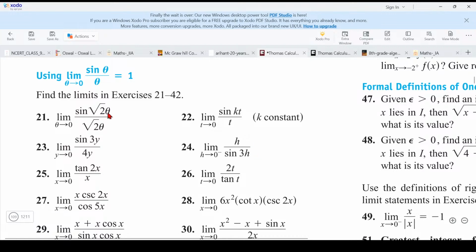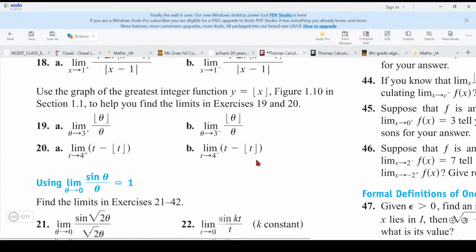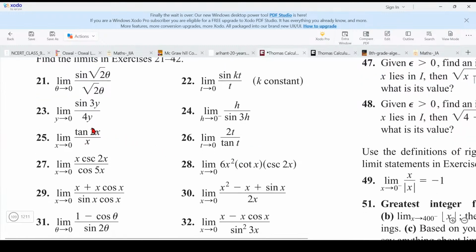So sine theta by theta is 1. So theta by sine theta is also 1. Okay, you will get what? 1 by 3. Here, multiply 2 by 2, 2. Agreed? You multiply with 2 by 2.